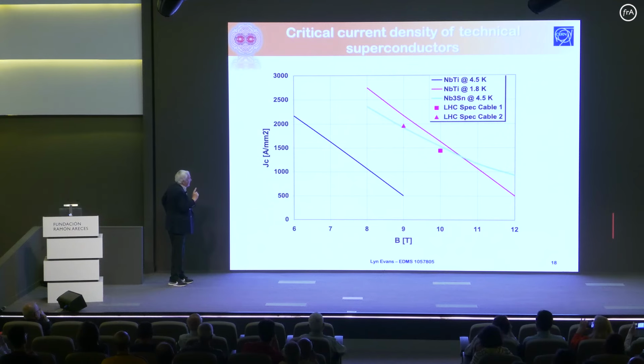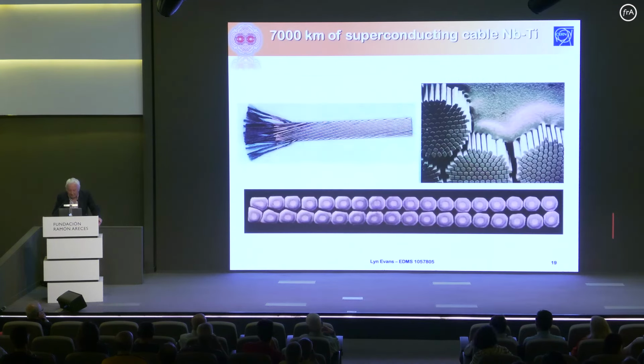And if you want to go not from 6 Tesla, but to 9 Tesla, an increase of 3 Tesla, then you have to reduce the temperature. And you have to reduce the temperature from 4.2 Kelvin to 1.9 Kelvin. And then the critical current goes up, and you can achieve the much higher magnetic field, the 3 Tesla shift that we need. But in doing that, something remarkable happens.